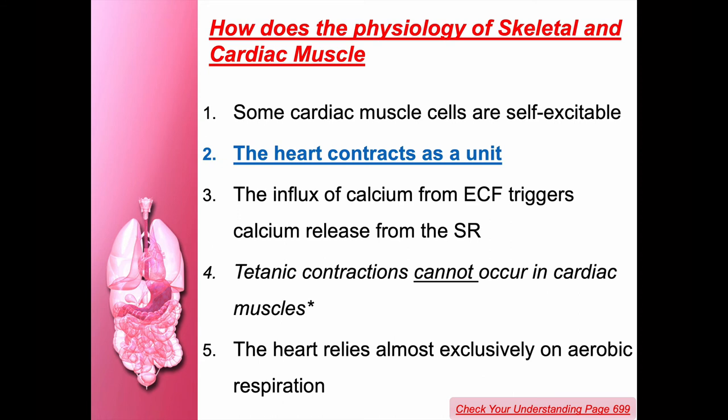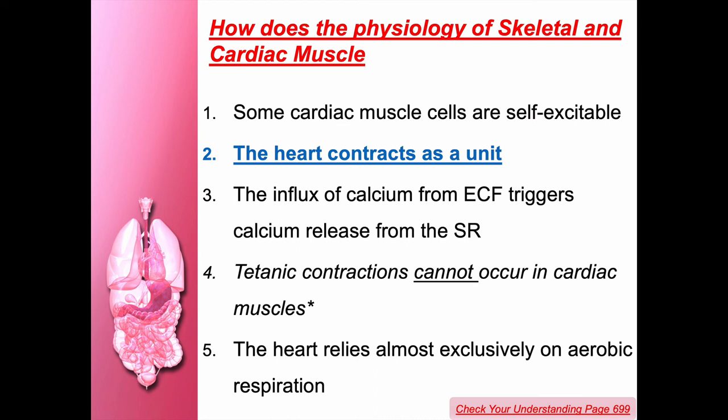Now, how does the physiology of skeletal muscle and cardiac muscle work? Cardiac muscle cells are self-excitable. What do you mean by self-excitable? You know, when the muscle is connected with the nerve, the electric potential comes through the nerve, and when the electric potential reaches the muscle, then the muscle contraction takes place.